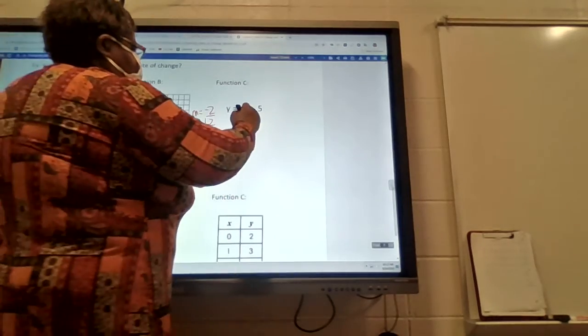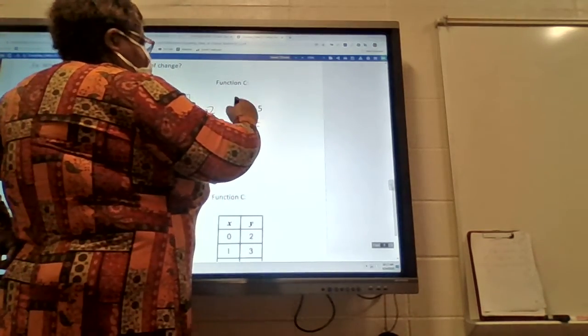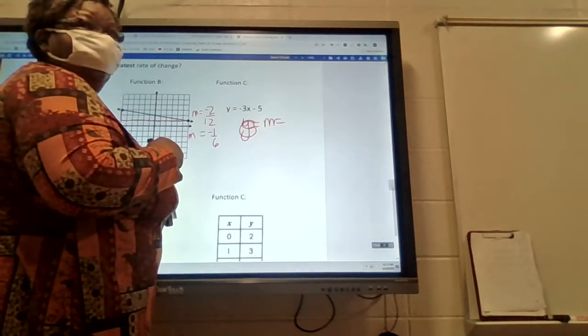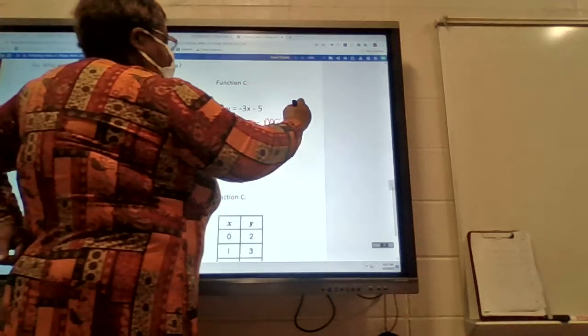Okay, and this one, what is my slope? What is my rate of change? The number in front of x minus 3.